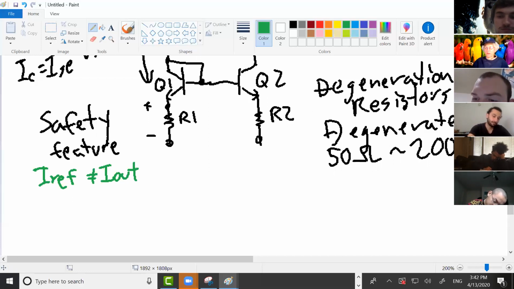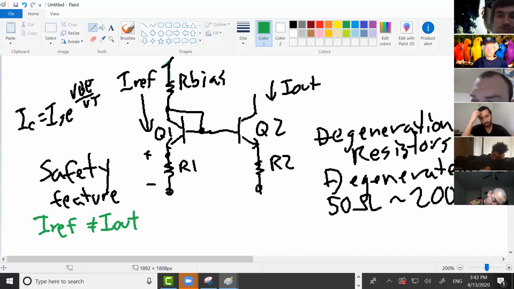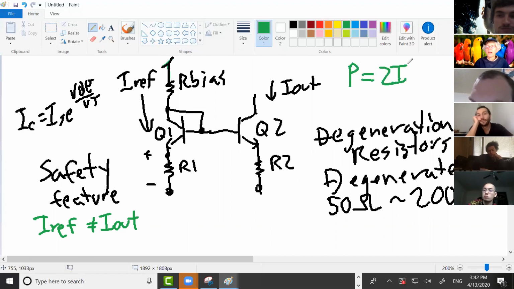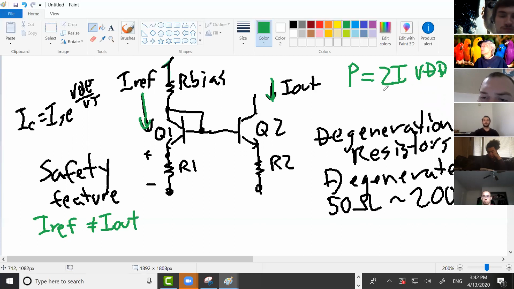As an example here, let's say we had R1 equals R2, then the currents through the two sides would be equal. And then when you figure out power, it would be 2I times VDD. That would be your power. You have that current going through this side, and you have it also going through this side. So that's where the 2 comes from. And whatever that current is times the supply voltage, that gives you your power.